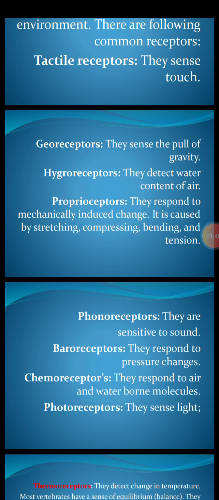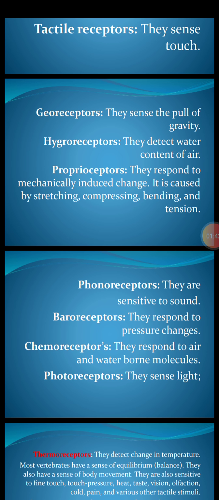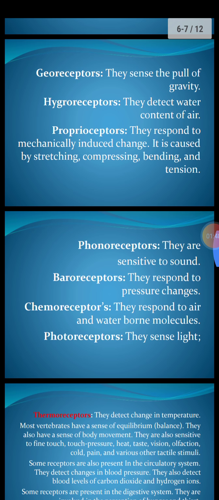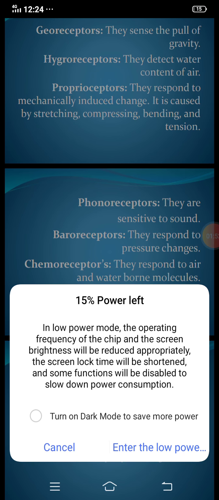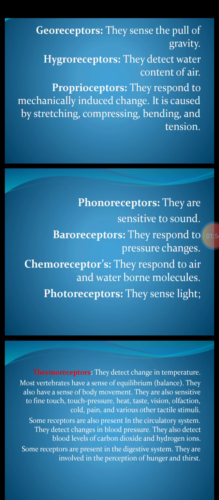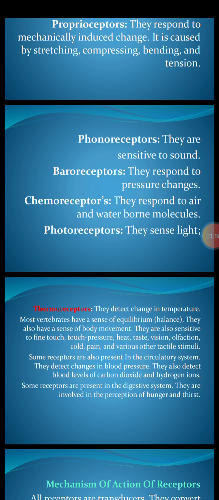Baroreceptors respond to pressure changes. Chemoreceptors respond to air and water-borne molecules and to chemicals. Photoreceptors sense the stimulus of light. Okay, now come thermoreceptors, which can detect temperature changes.